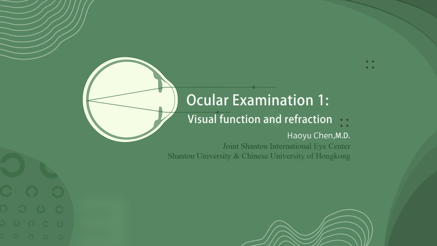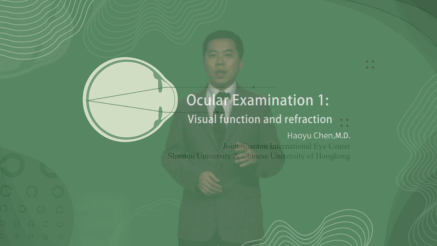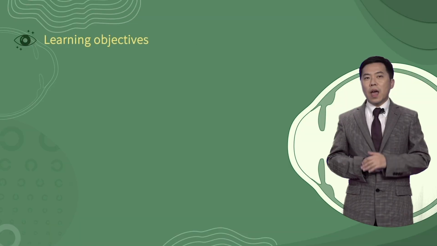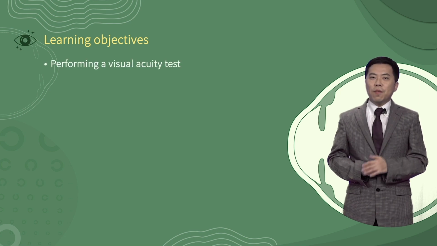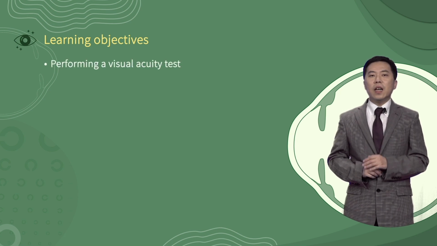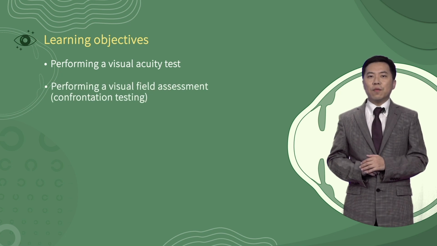Today's topic is part 1 of ocular examination. We will cover the visual acuity, refraction, and visual field examination in this section. By the end of this section, you should be able to perform a visual acuity test and confrontation test for visual field.